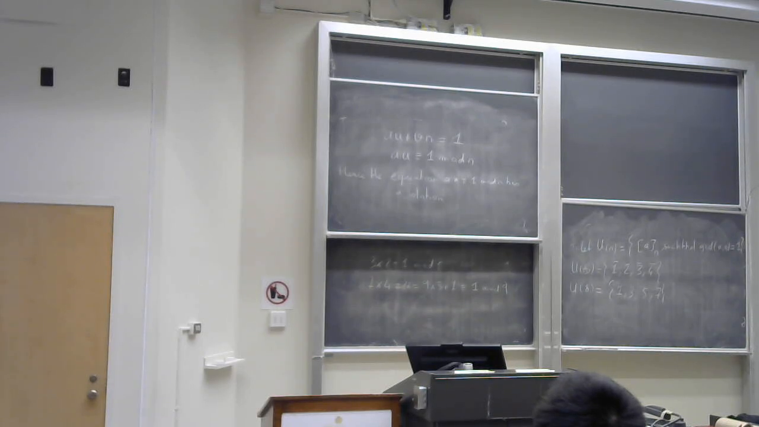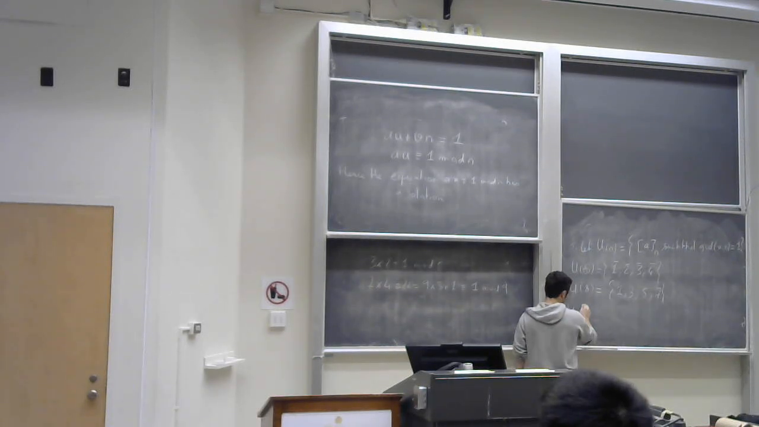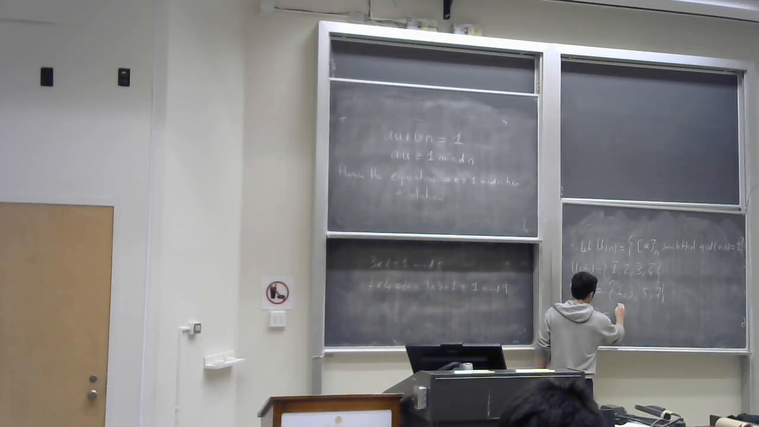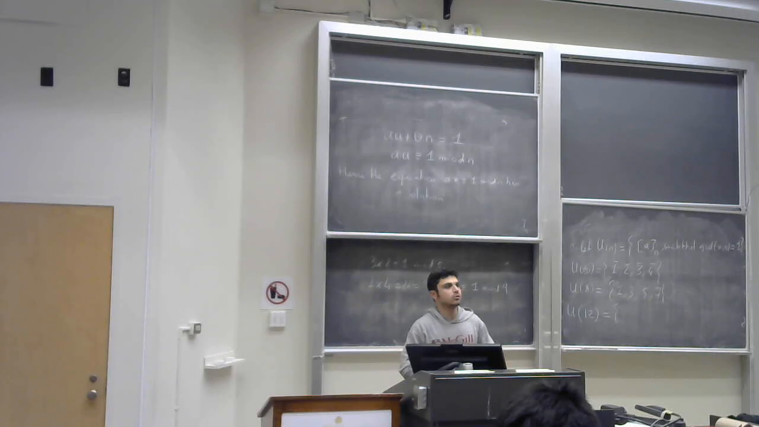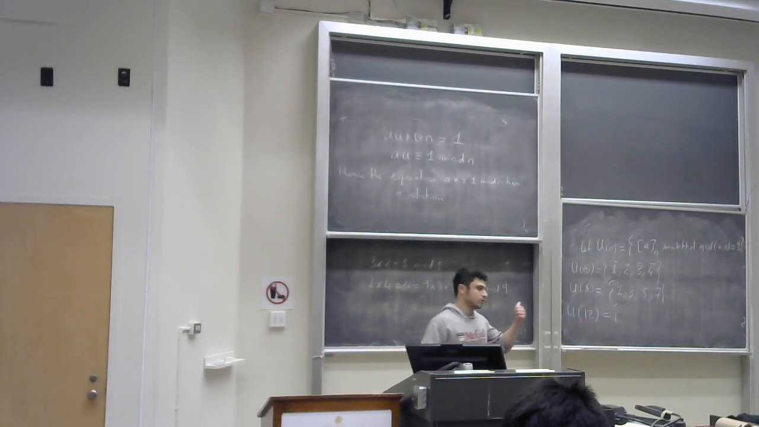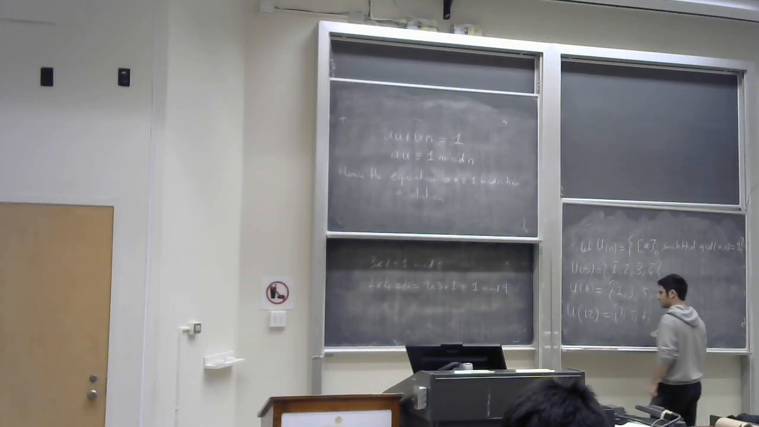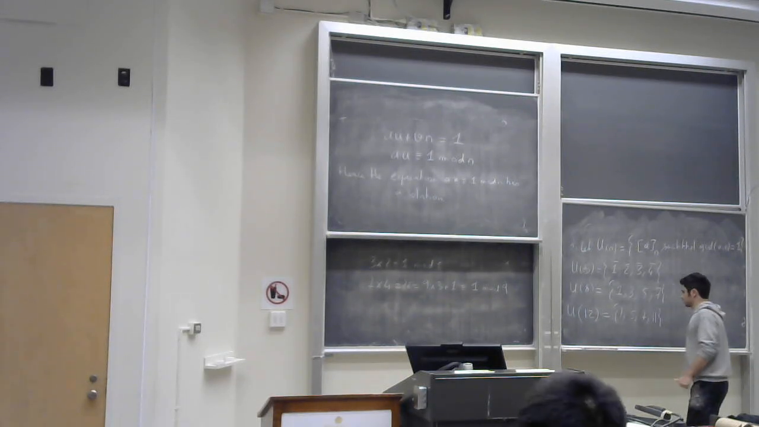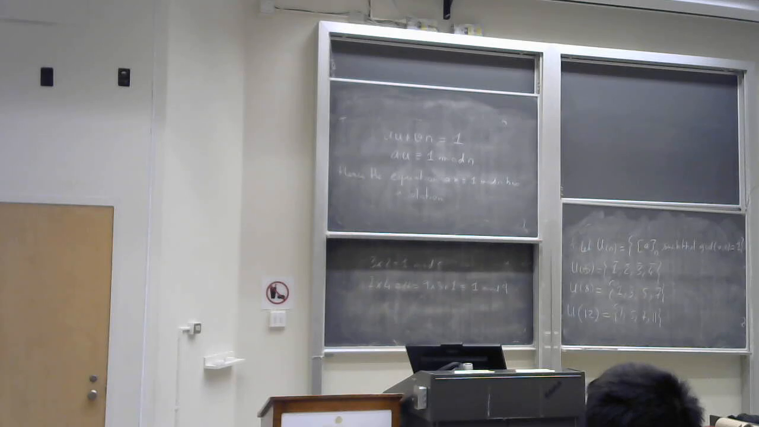Should we give one more example? What's U_11? Well, U_11 is a bit big, so let's say 12. What is U_12? What are all the classes of elements modulo 12 that are coprime to 12? 1, 5, 7, 11. Should we do one more or is that good? Great.